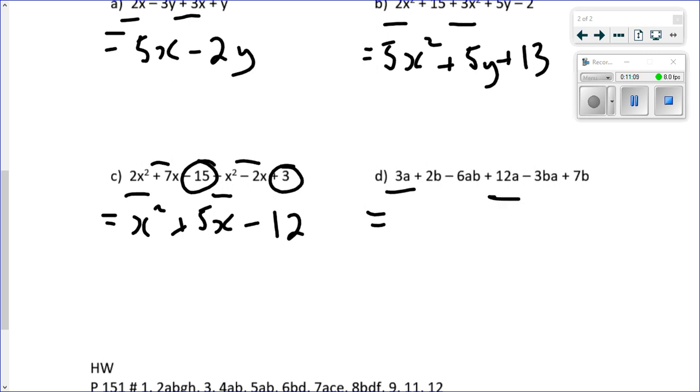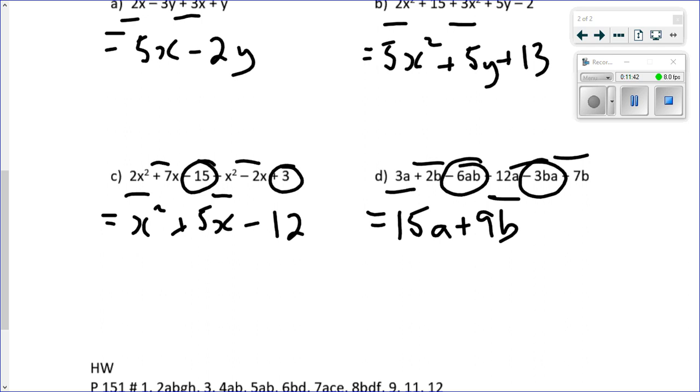3a, 12a, combines for 15a, plus 2b, plus 7b, plus 9b, and then what's left over is a negative 6ab and a negative 3ba. Now, hopefully you remember in multiplication order doesn't matter. So ab is the same as ba, which means that these are in fact like terms. In which case, that's minus 9ab.